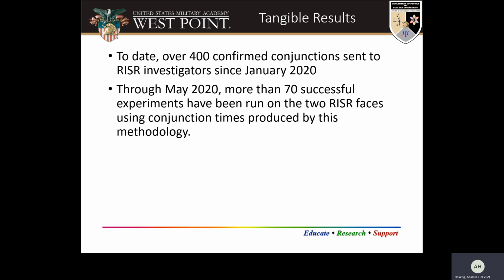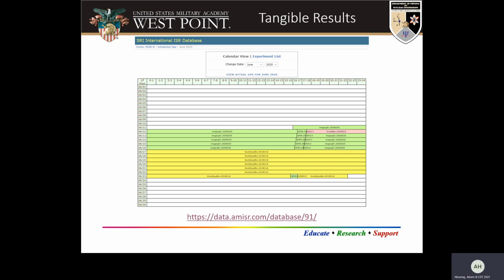Here are a list of the tangible results my work has produced thus far. Over 400 confirmed conjunctions have been sent to RISR investigators since January of 2020, and 70 of those have been successfully executed by the radar, and the data collected in those experiments are being processed and analyzed currently. You can visit the link on the slide to view all executed and planned operations at the RISR radars. Experiments executed on the conjunctions found in this methodology are labeled either GPS-N or GPS-C, depending on their radar of execution.